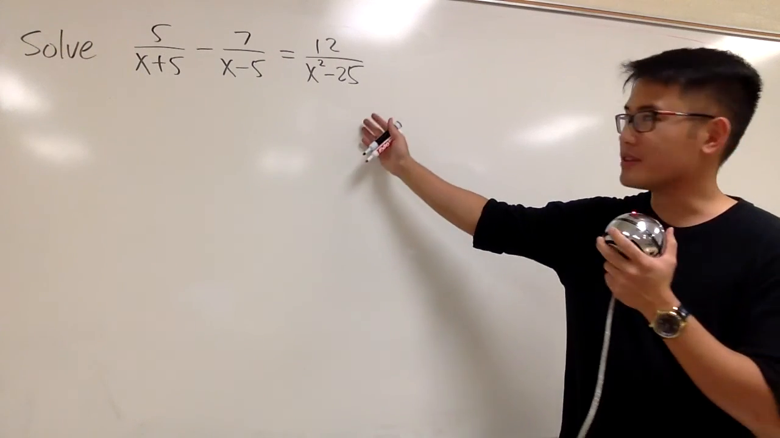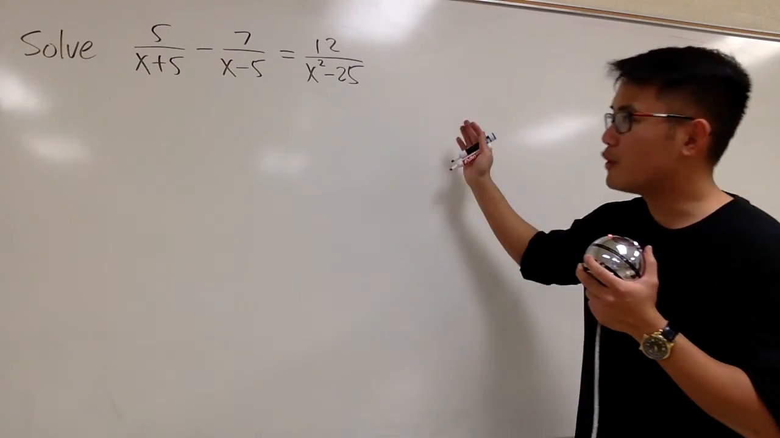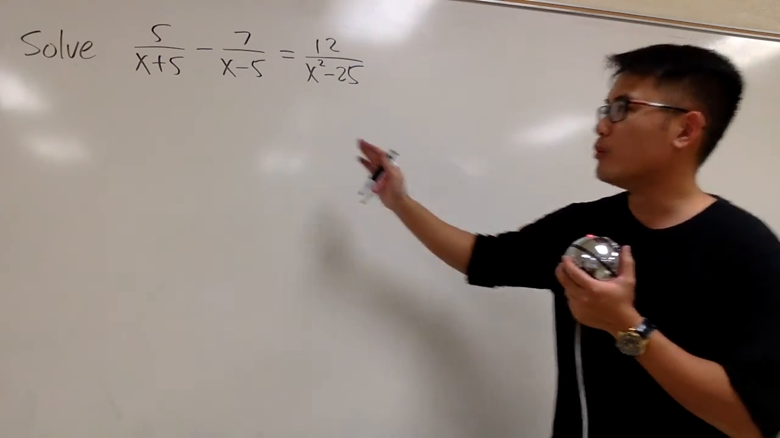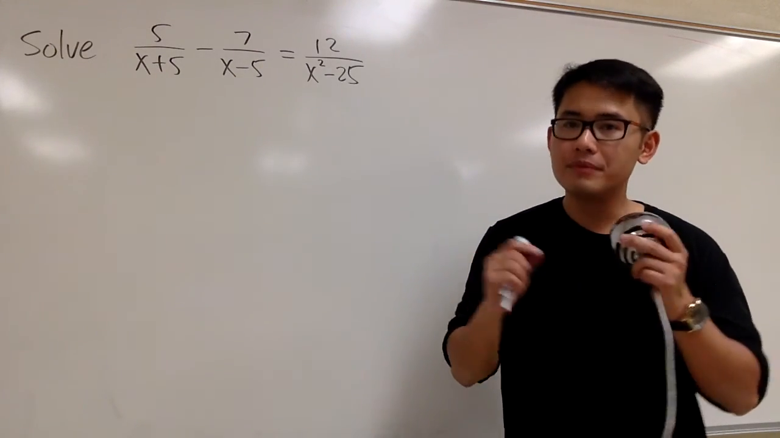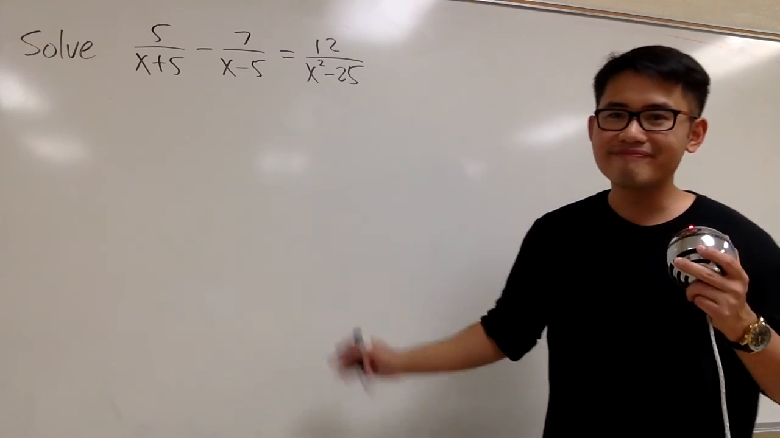In this question, we are going to solve this rational equation. And the way that we're going to do this is that we will first identify the lowest common denominator, and then we will multiply everything by the lowest common denominator. This way, after that, we will not have any more fractions in the equation.